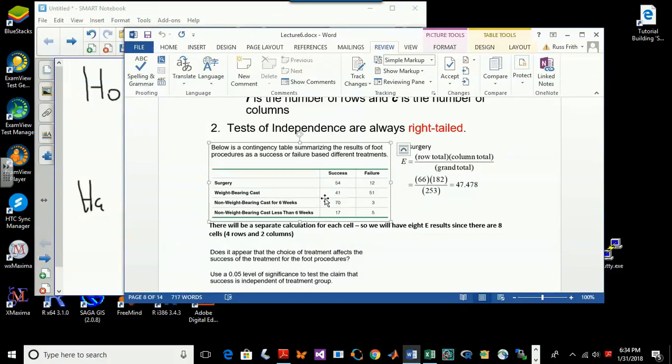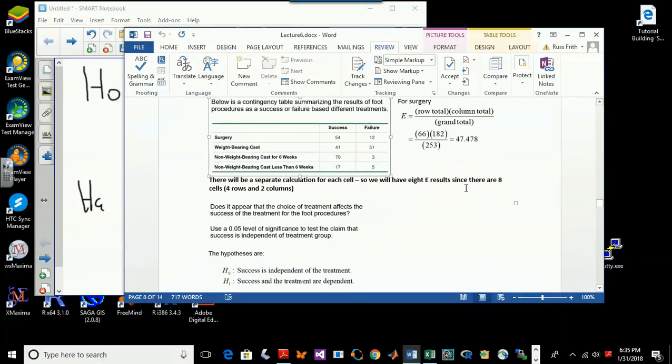Okay, and then the null hypothesis is that all the methods of treatment are equally distributed. That no one method is more successful than the other. And so that would mean that each one is independent. So successes, that's what we're analyzing. So you sum these numbers, and that's 182, and then you sum all of the numbers, all 8 numbers, to get the grand total. So the expected value for surgery is 47.478.